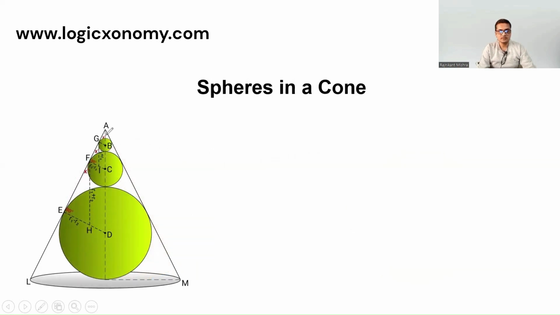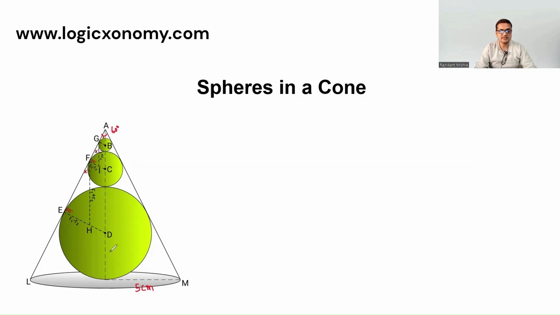Spheres in a cone. Here is a right circular cone of base radius equal to 5 cm and apex angle LAM equal to 60 degrees. An infinite number of spheres are placed one above the other inside this right circular cone from the bottom to the apex A. Then find the sum of the volumes of all these spheres.